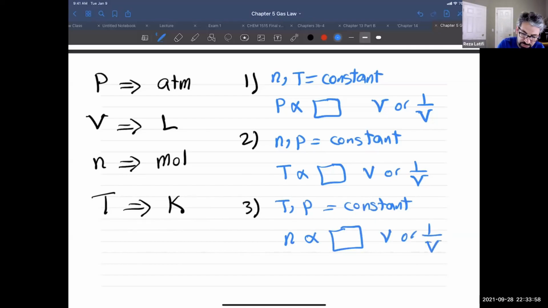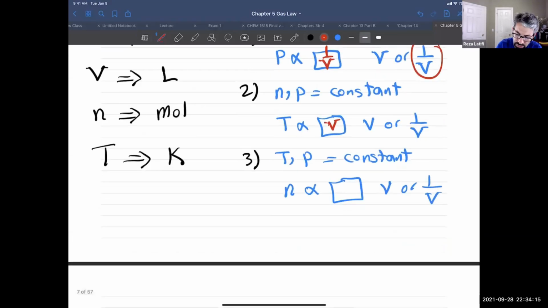The first one, pressure will be connected to the volume, but indirectly. So the correct answer will be this one. Next one, temperature directly connected to the volume. That means the correct answer will be here, B. And the third one, number of mole directly connected to volume, or volume connected to the number of mole. If you increase N, volume will go up. So that's going to be the correct answer.